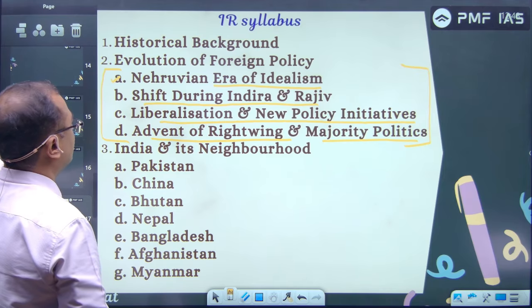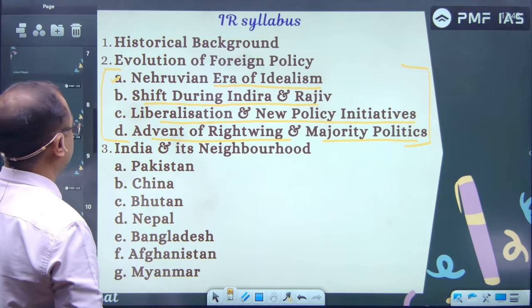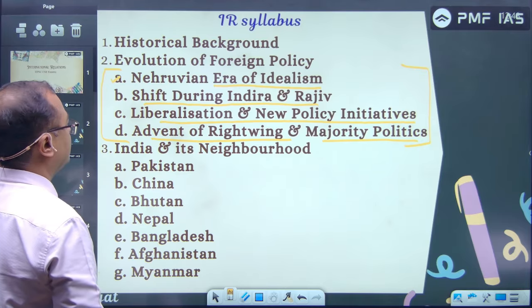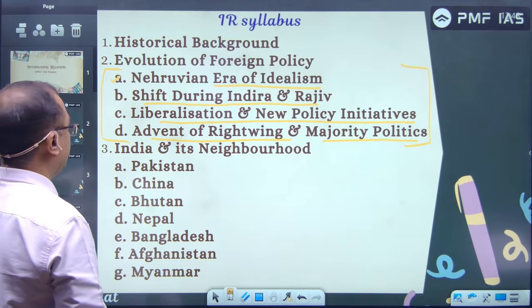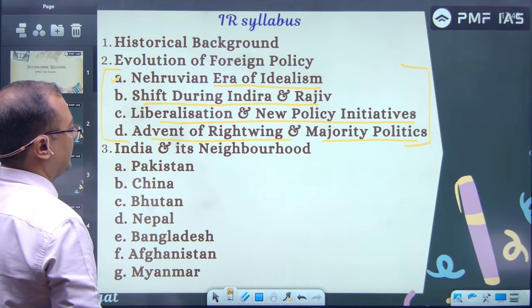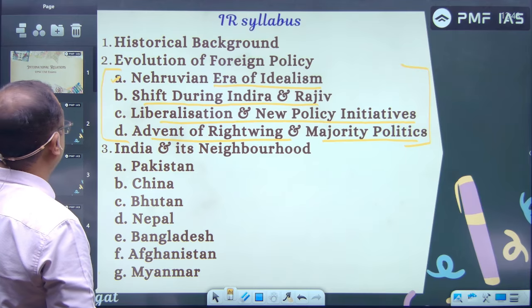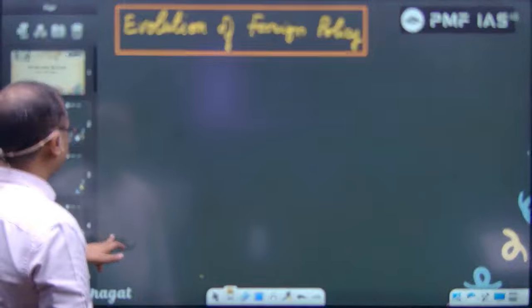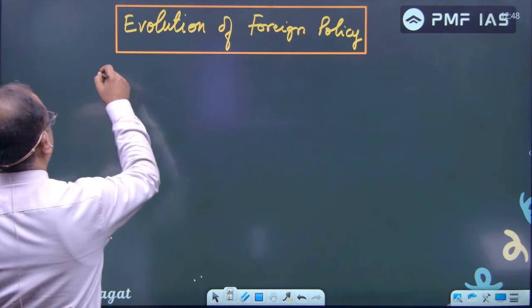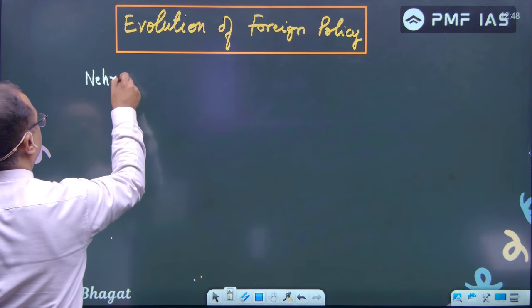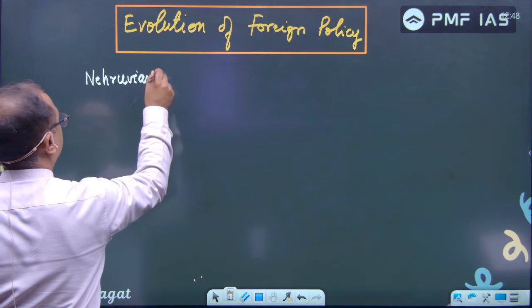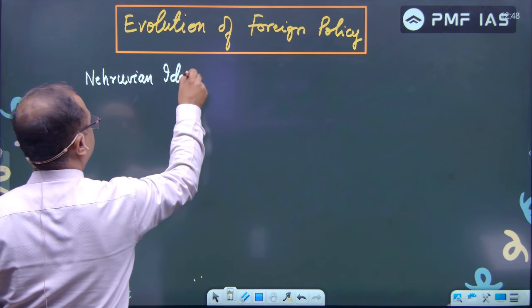Nehruvian era of idealism, number 1. Shift during Indira and Rajiv, number 2. Liberalization and new economic policy initiatives, number 3. Advent of right wing and majority politics, number 4. So we shall start the discussion with Nehruvian idealism.